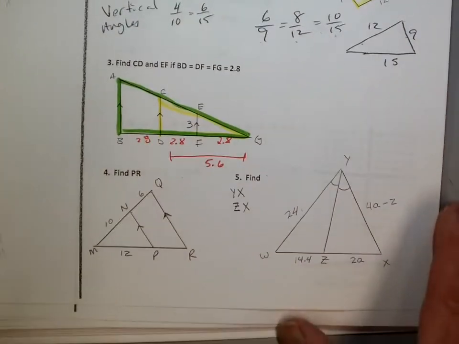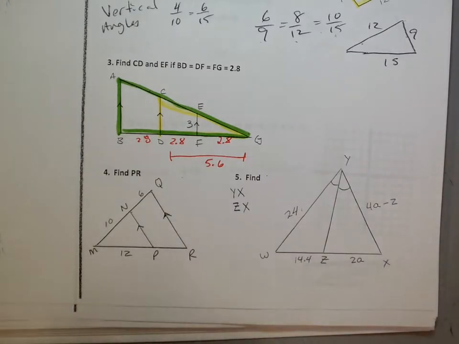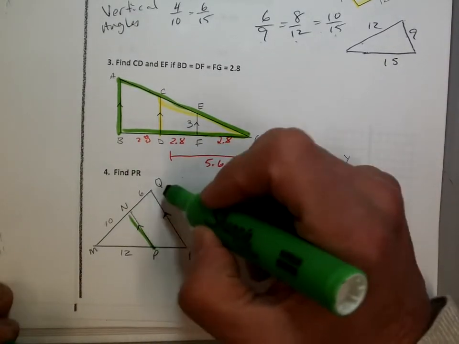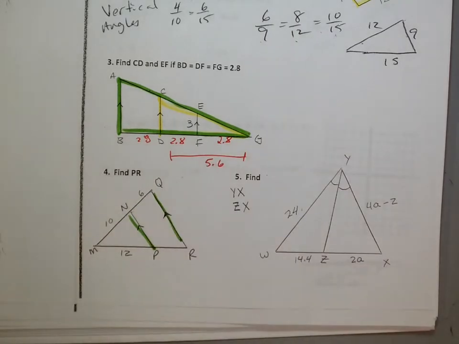All right, 4, probably one of the easiest problems of all. We talked about if you have parallel lines, which we do have parallel lines, it sets up a perfect proportion.